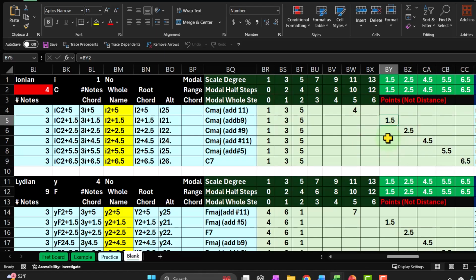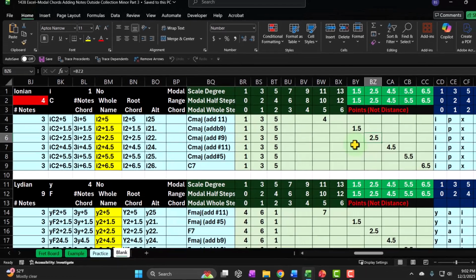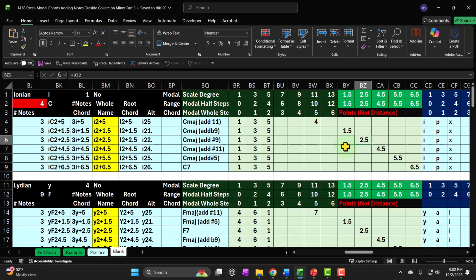1.5 is going to be the Ionian sharp or Ionian ocean. 2.5 is going to be the Dorian sharp or Dorian ocean. 4.5, Lydian sharp or Lydian ocean. 5.5, Mixolydian sharp or Mixolydian ocean. And 6.5 would be the Aeolian sharp or Aeolian ocean.